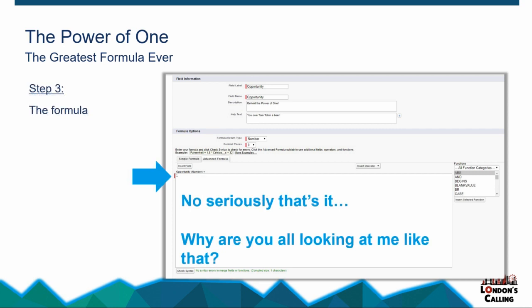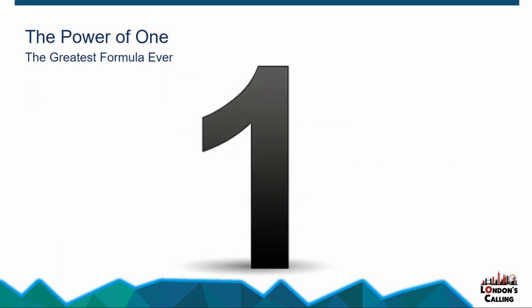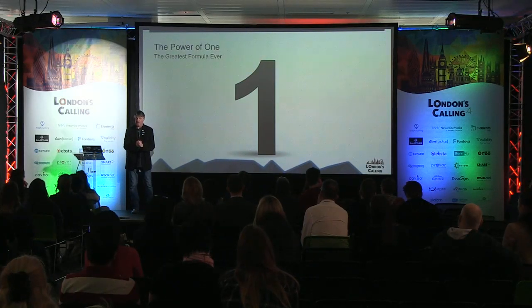No, that's it. That's the formula. You open the formula editor, and you type in the number 1, and you hit save. And the moment you hit save, every single record for that object, no matter how old your org is, no matter how many hundreds, thousands, millions, bazillions of records you have for that object, every single one of them will have a 1 in that field.